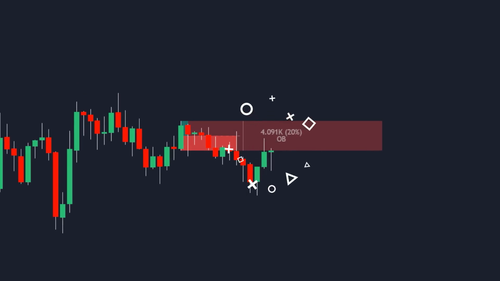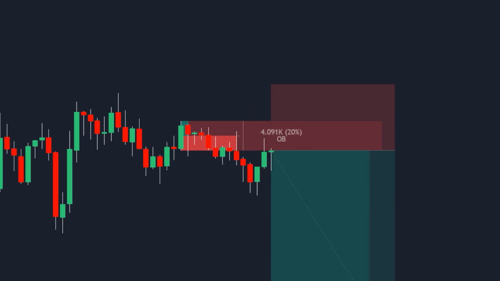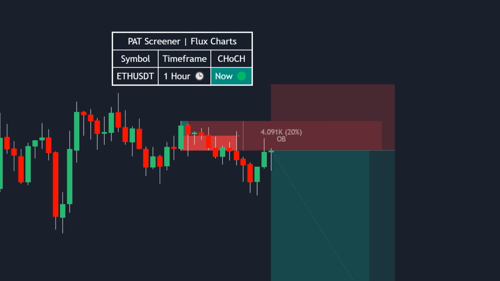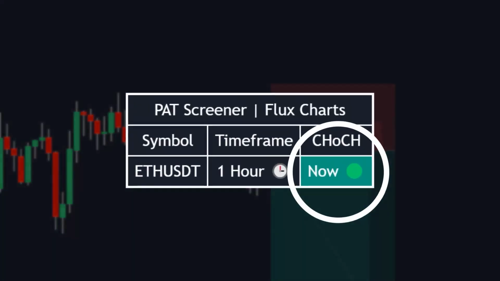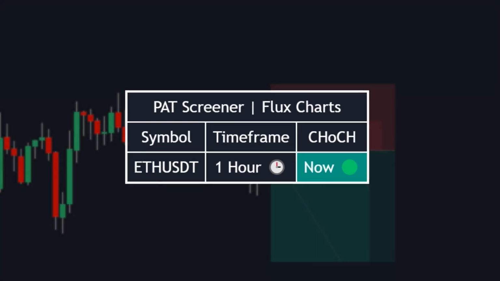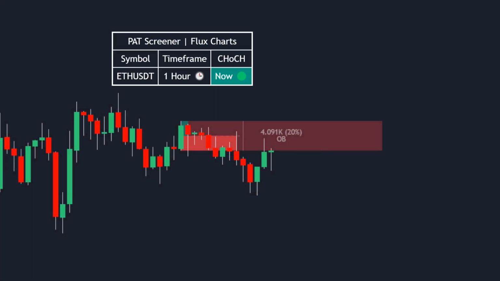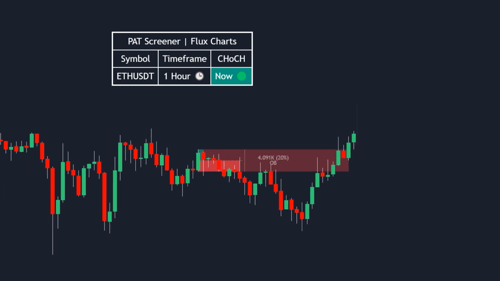Here, price is retesting a bearish order block. Before taking a short entry, you'll need to confirm the trend. Check if the market structure is bearish on higher time frames with the screener. Here, the structures are bullish on higher time frames, so you can ignore the trade because you don't want to trade against the trend. And just like that, you avoided a losing trade.